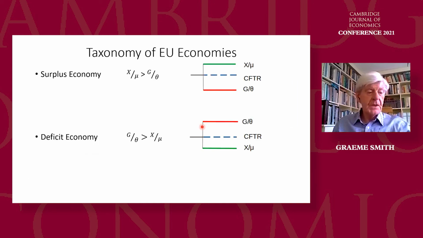So that gives us a sort of taxonomy, if you like, of EU economies, or any other economies for that matter, which is determined by the structural relationship between the flow ratios. So if the trade ratio exceeds the fiscal stance, we have a surplus economy. And in the vice versa situation, we have a deficit economy. And in what follows, I use a red line to indicate the fiscal stance and a green line to indicate the trade ratio.